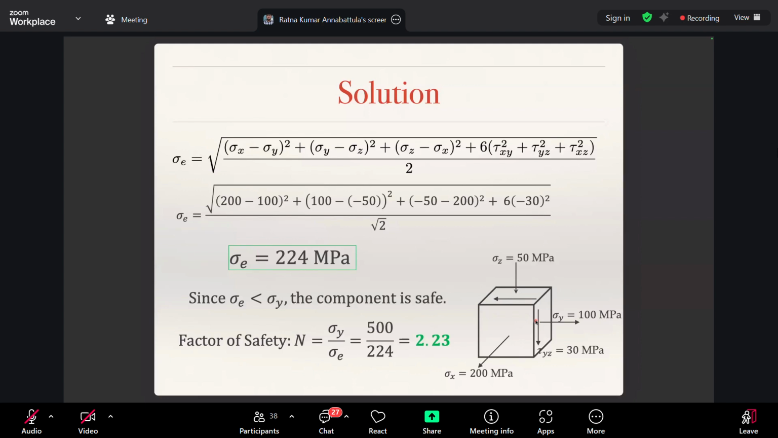So sigma D will be sigma minus sigma H, isn't it? The deviatoric stress tensor. So calculate the deviatoric stress tensor.